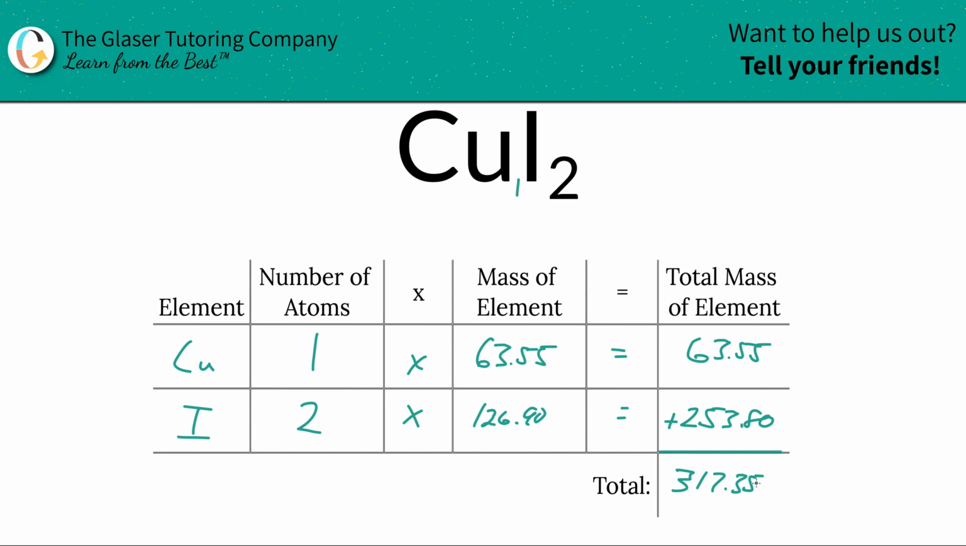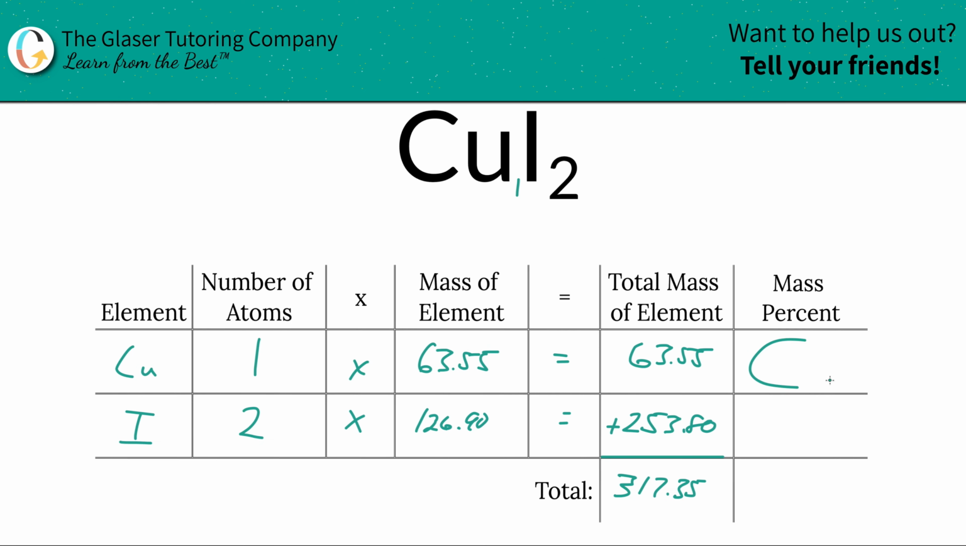Now that I found that total mass, I'm going to add one more column to the table. Mass percent is going to be easy peasy here. Bam. So to find the mass percent or the percent composition here of copper, we're going to take the total mass of that copper divided by the total mass of the entire compound. All right, so that's going to be 63.55, divided then by the total mass of the compound, 317.35, hence why we had to do that first, and then multiply by 100. This is a simple percent calculation. It's going to be part over whole multiplied by 100, right?